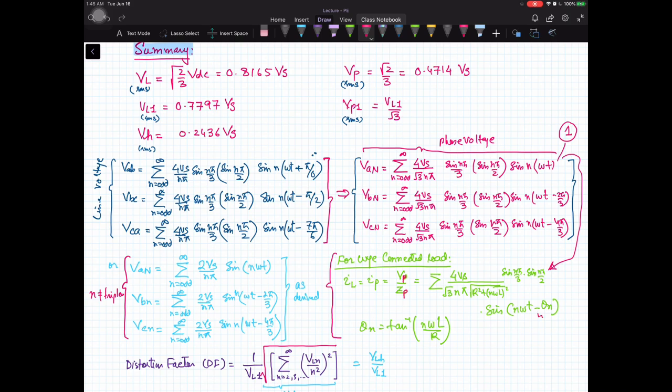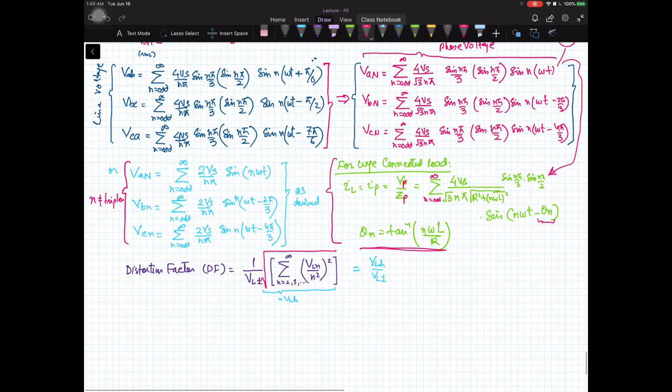And here you can see the angle theta n, which is the impedance angle. So that can be calculated with the help of this expression, theta n. So we can write down the current expression for our inverter if we have the information of the impedance by summing up all the odd harmonics. Once you calculate this one, you can find out the distortion factor.